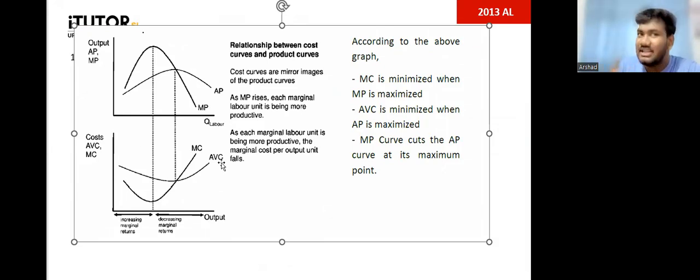So these two are mirror images, guys. What does that mean? When the marginal product is increasing, marginal cost is decreasing. Opposite. When the marginal product is coming down, marginal cost is going up. Then marginal product will cut the average product at the topmost point. So MP will cut AP when AP is at its highest. If that is the case, what is the opposite of that? MC will cut AVC at the bottommost point.